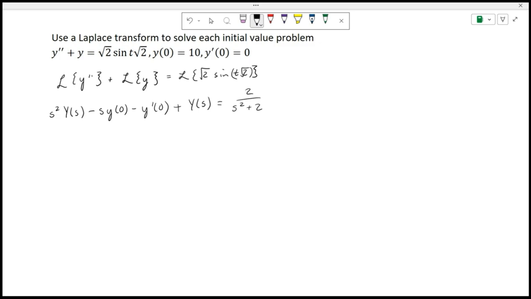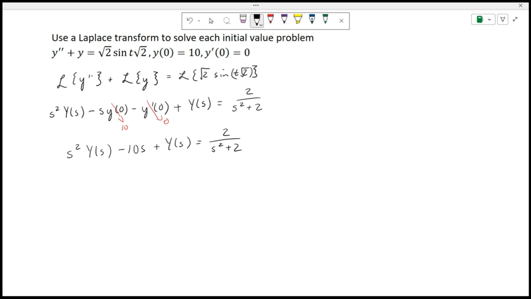Okay, so the next step is to actually apply those initial conditions. So y of 0 is going to become 10, and y prime of 0 is 0. So s squared times y of s minus 10s plus y of s equals 2 over s squared plus 2.